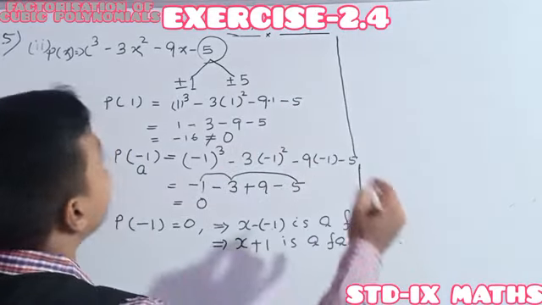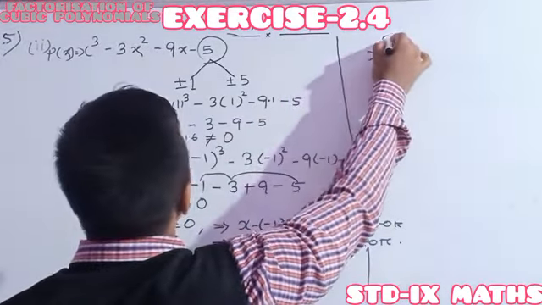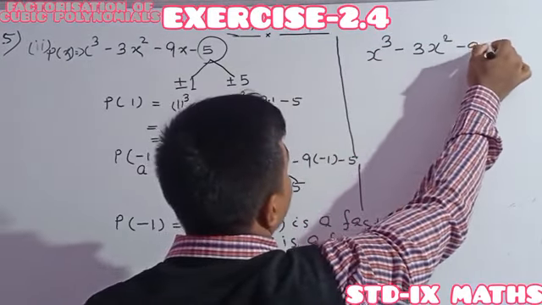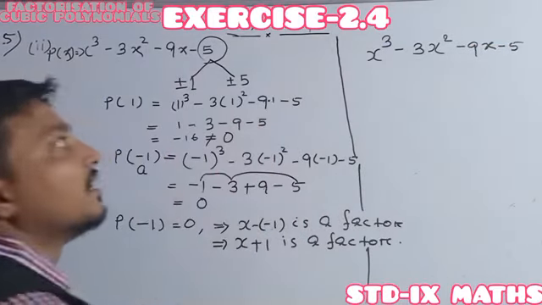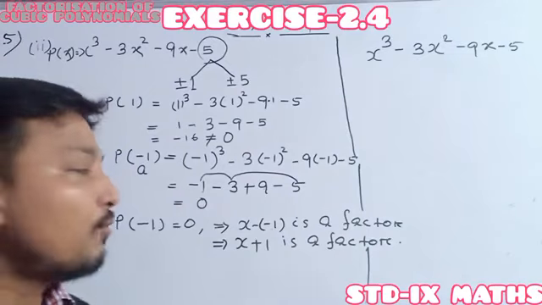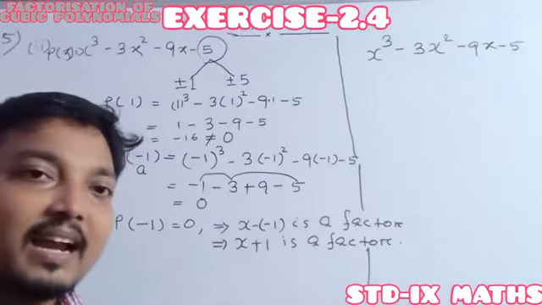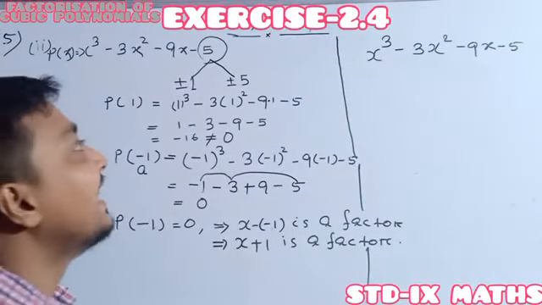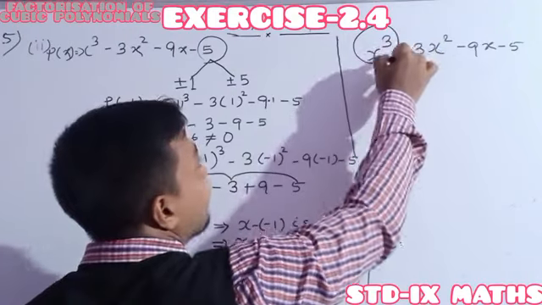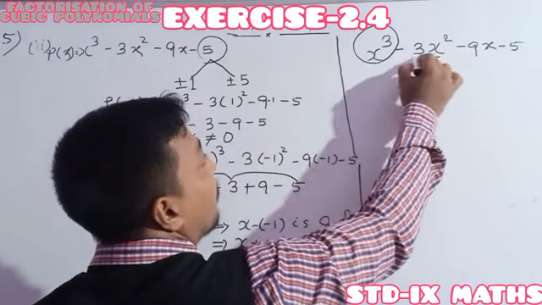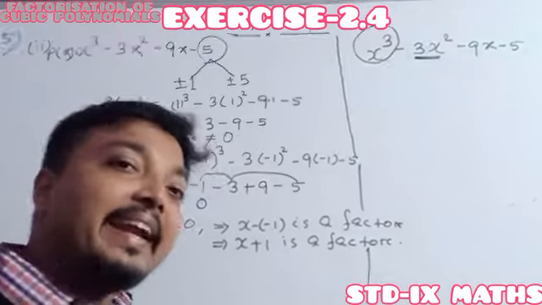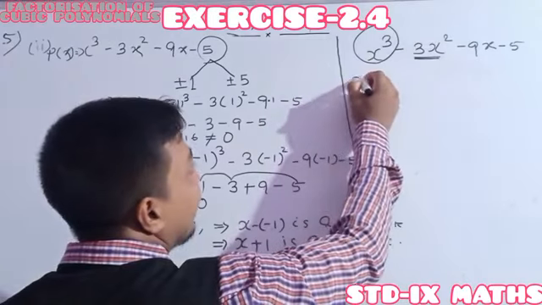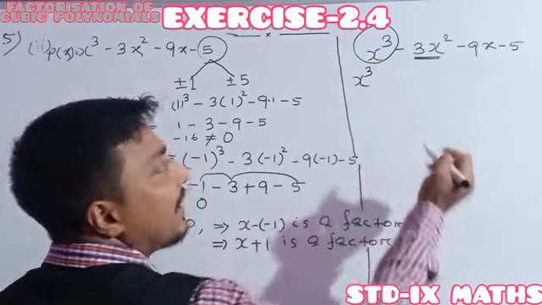See the trick. The polynomial is our x cube minus 3x square minus 9x minus 5. This polynomial, I said you just have to arrange in such a way that between the two terms always x plus 1 is a factor. See, x plus 1 means here the coefficient is 1. In the neighboring one you have to arrange in such a way that its coefficient also will be 1. It will be plus 1. Another coefficient should be 1.